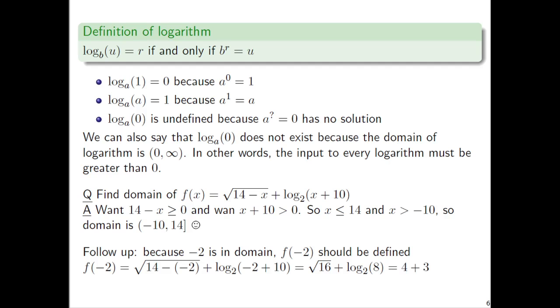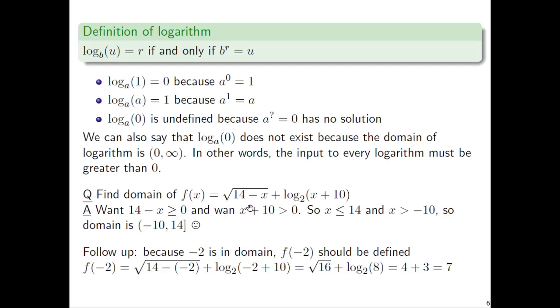So the root 16 simplifies to a 4. Log base 2 of 8 simplifies to 3. So we end up with the number 7. There, we got a number. F of negative 2 should be defined. We should get a number. And we did. That number we got was 7. So don't be bothered that negative 2 is a negative number.